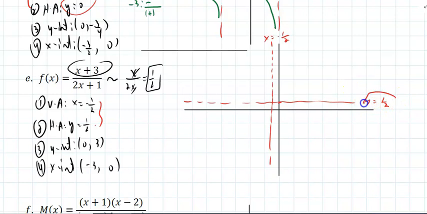Anytime you have a horizontal asymptote that's not y equals 0, the graph will be a lot easier to get and you'll spend no time on it. 0, 3, and negative 3, 0.